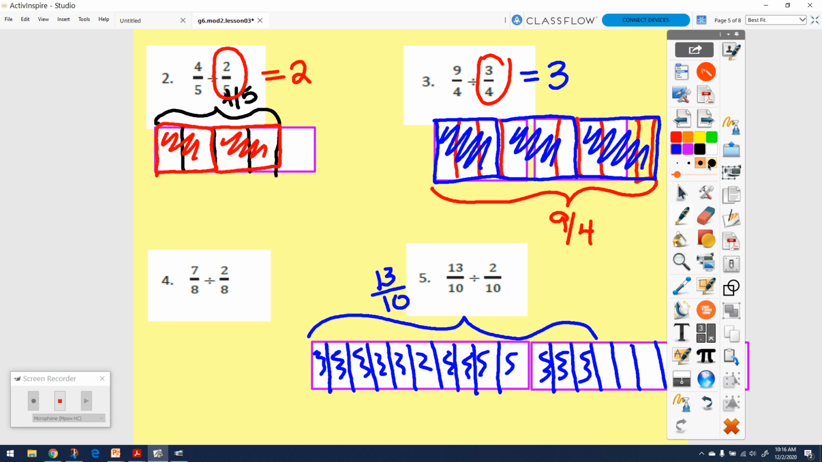And I am dividing this into 2 tenths, so they're in groups of 2. There's 2 of them. There's 1. Continue doing it.